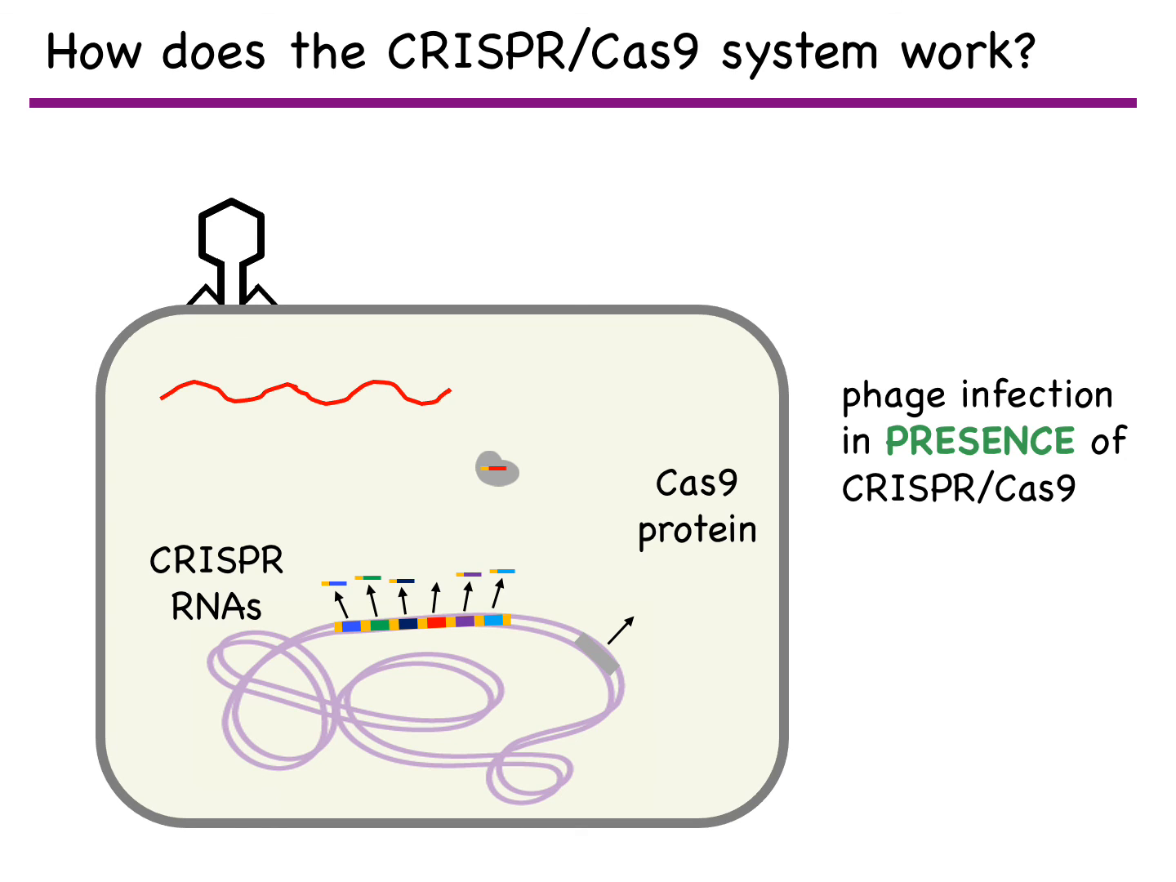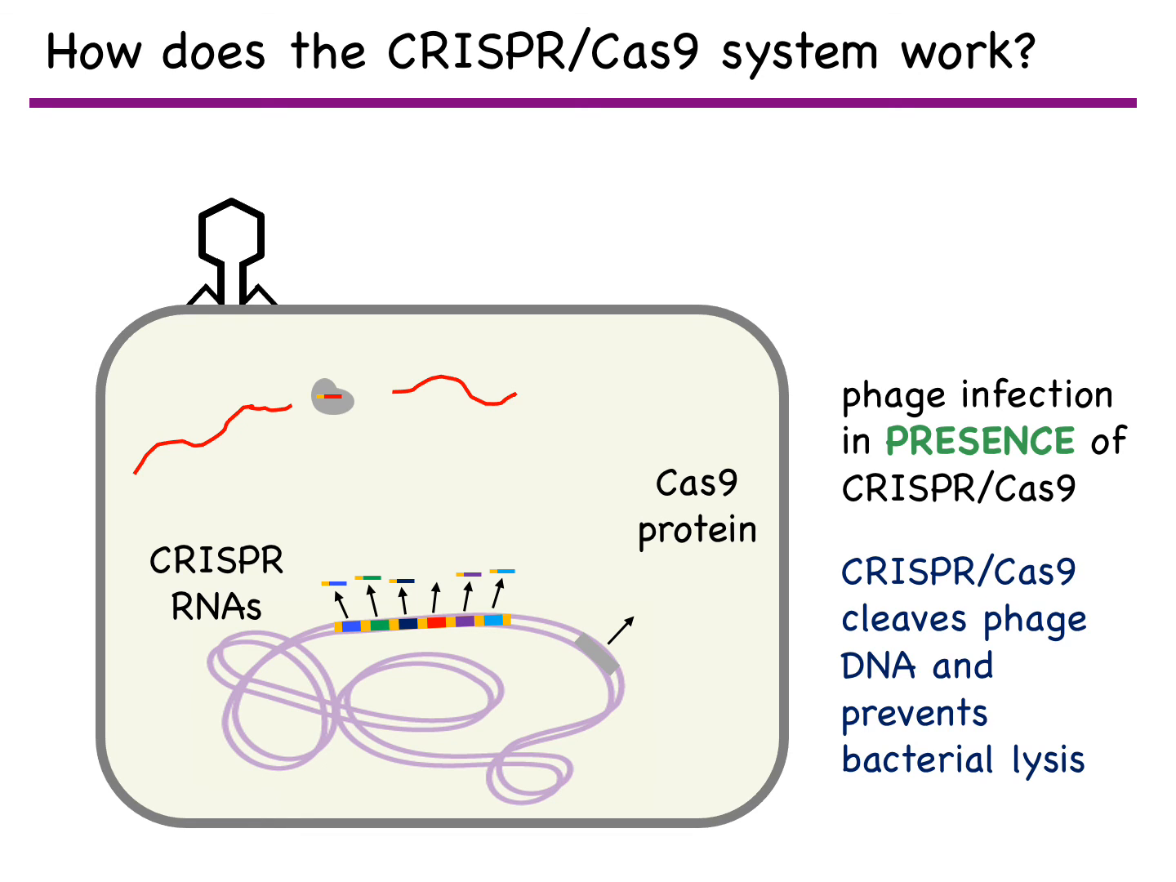And then what happens is that Cas9 protein in complex with the CRISPR RNA goes to the portion of the phage DNA that matches the sequence in the CRISPR RNA, and then the Cas9 protein catalyzes the cleavage event and cuts the phage DNA in two pieces. So that basically inactivates the phage, and it prevents bacterial lysis.